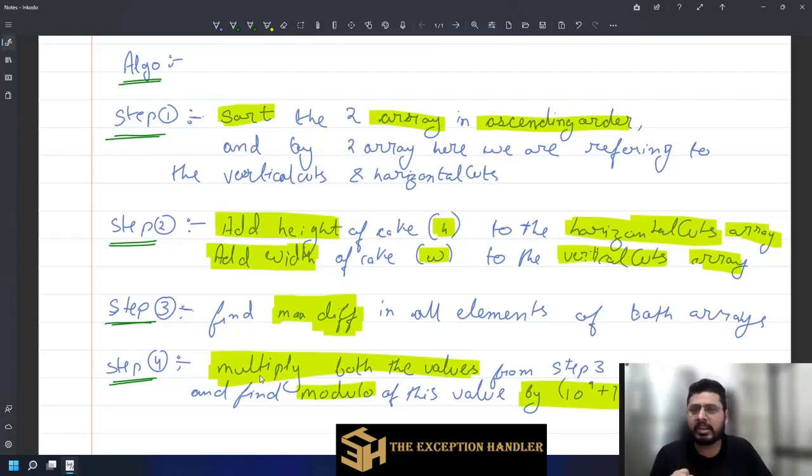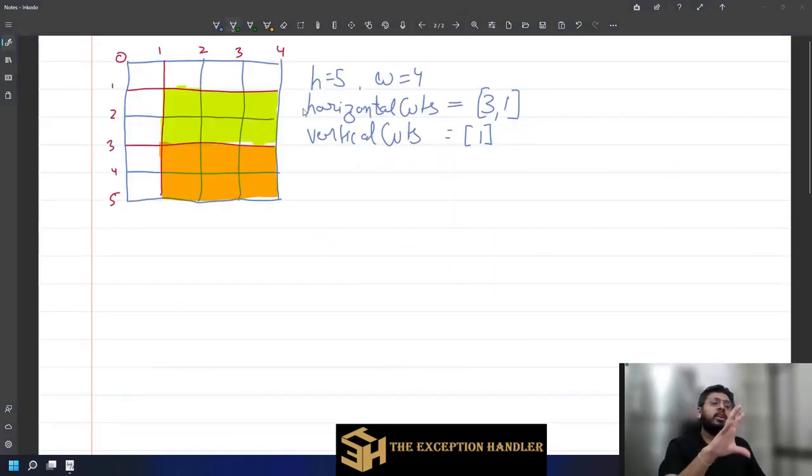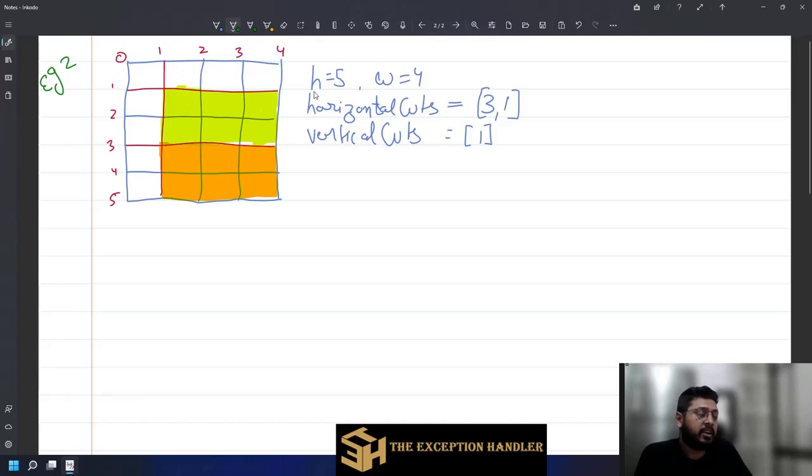Now let's try to run this algorithm with one example, and then understand if this algorithm stands correct for another example as well or not. Now we have this second example, where we have again a piece of cake that has height of 5 and width of 4, and for the horizontal cuts we only have two horizontal cuts, at the first and the third unit, and we have just one vertical cut, on the first unit.